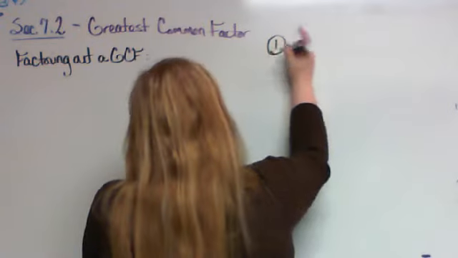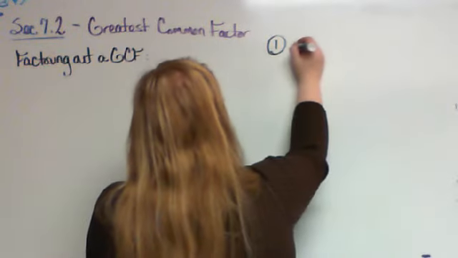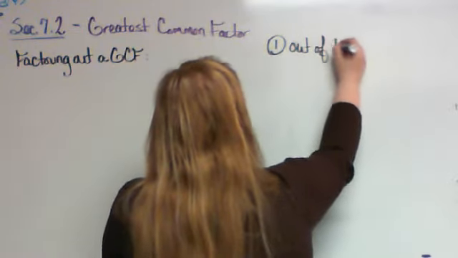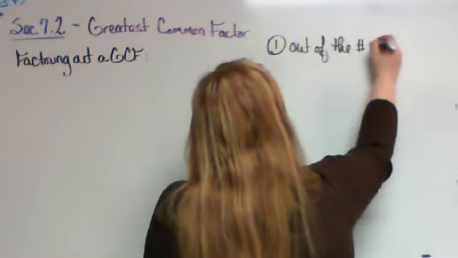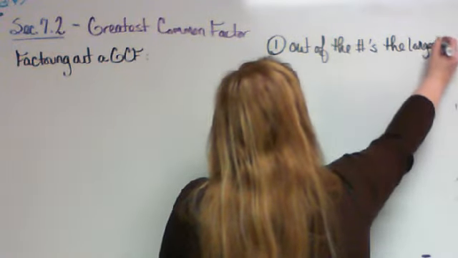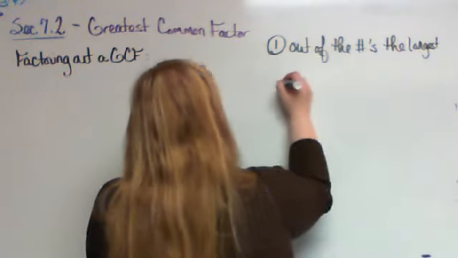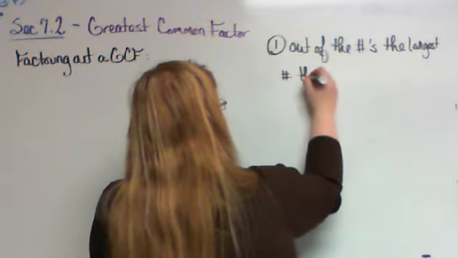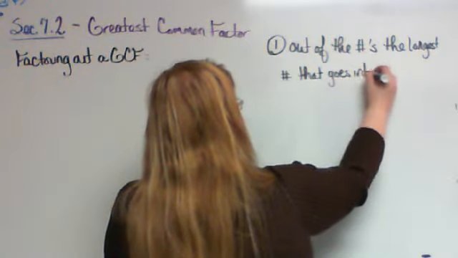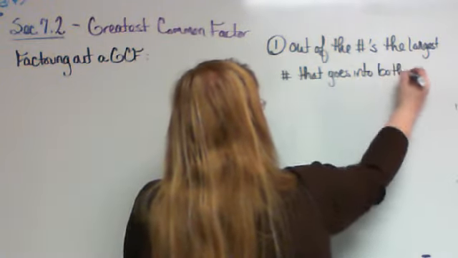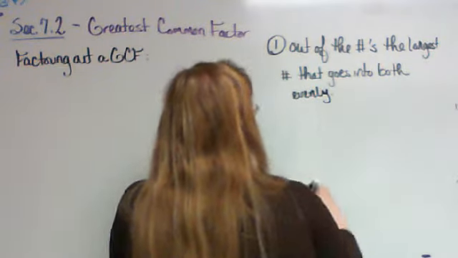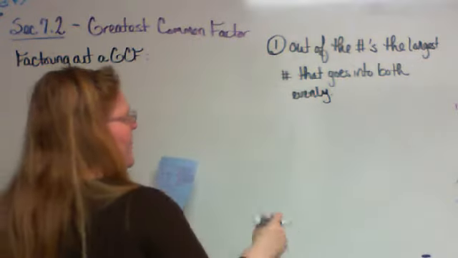In order to find the GCF, the question I was asking is, out of the numbers, what's the largest number that goes into both evenly? That's what keeps you from having to write out all the prime factorizations.